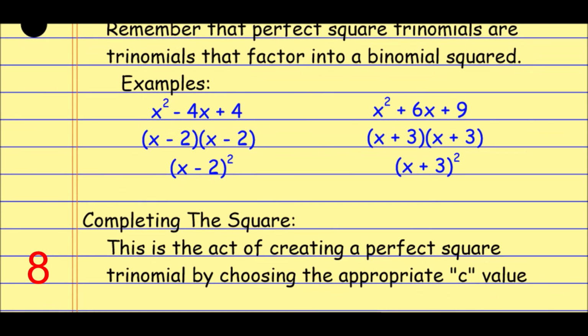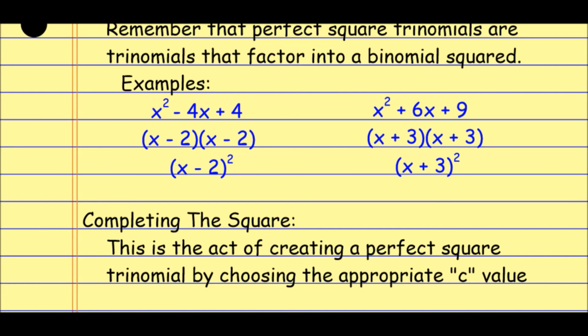So perfect square trinomials, here's some examples of those. X squared minus 4x plus 4 is a perfect square trinomial because it factors into x minus 2 times x minus 2, which is x minus 2 squared. It factors into a perfect square. It factors into something that I can take the square root of. X squared plus 6x plus 9 is also a perfect square trinomial because it factors into x plus 3 squared. It factors into a perfect square. It factors into something that I can take the square root of, okay? These are perfect square trinomials.